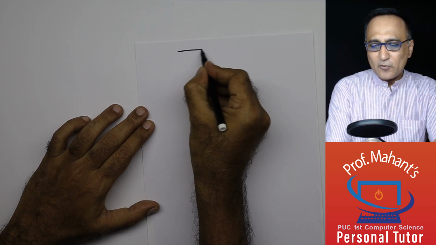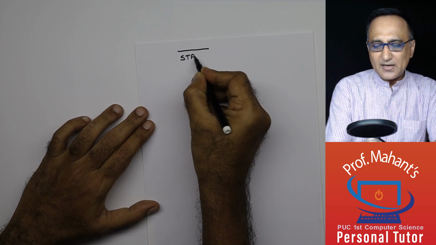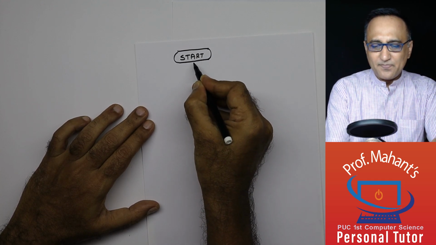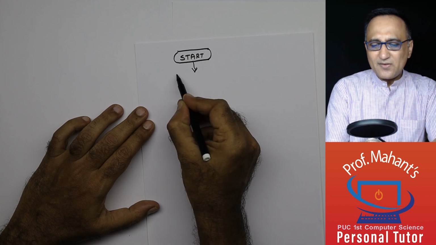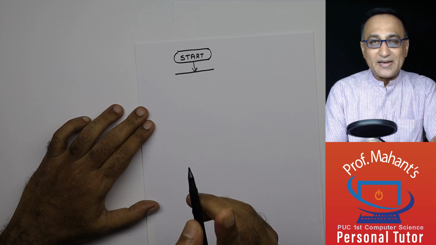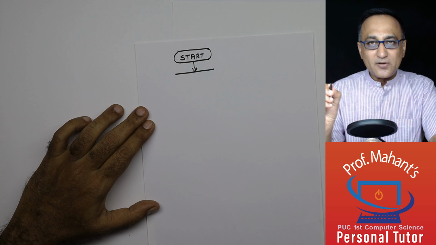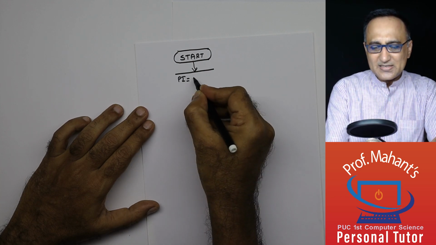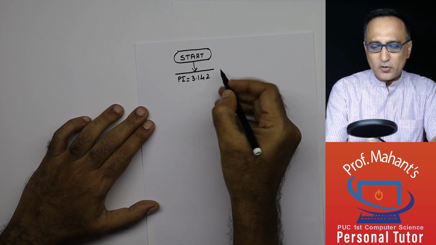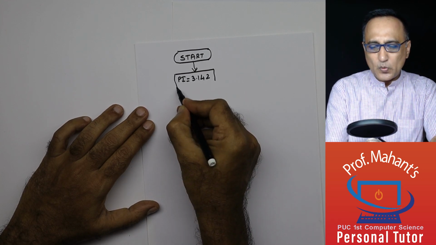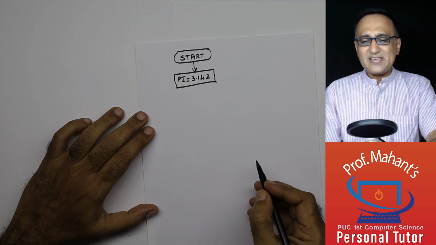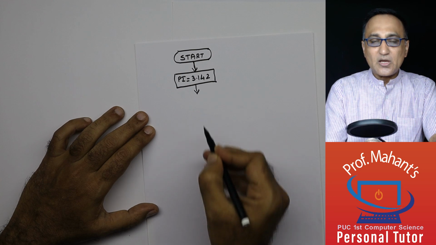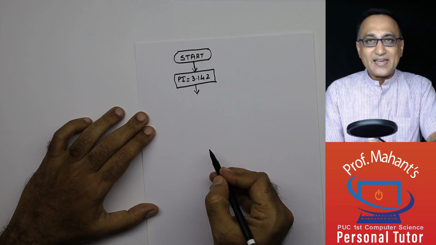So if I have to draw a flow chart, I will start something like this. I'll say start. What is the next step? Since I am defining or giving an initial value, I am not reading it. I am asking the CPU to give the memory location pi the value 3.142. I am going to say pi is 3.142. That is why I am putting it in a square box. So pi is 3.142.